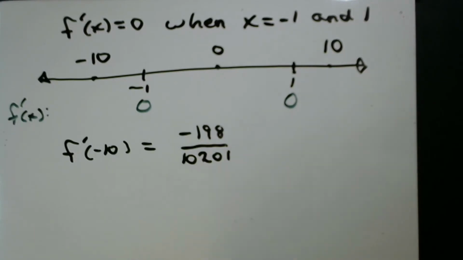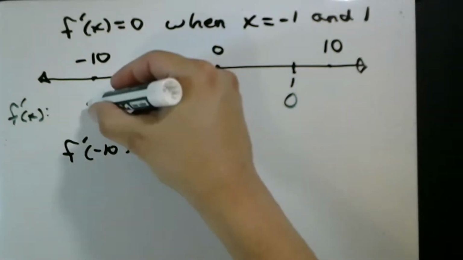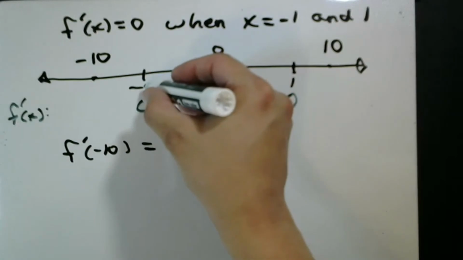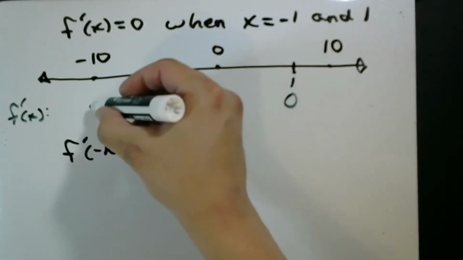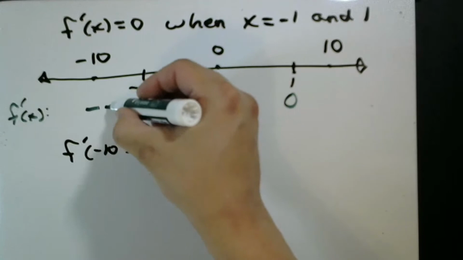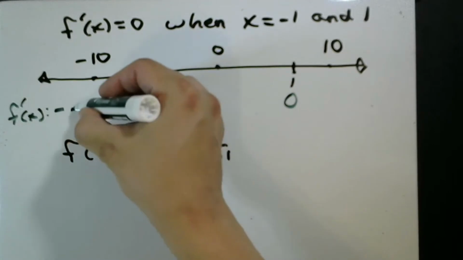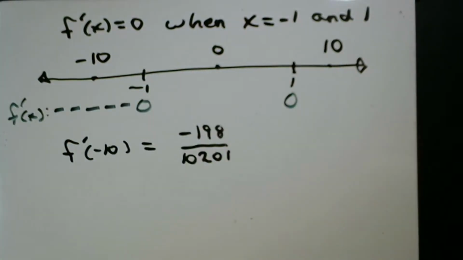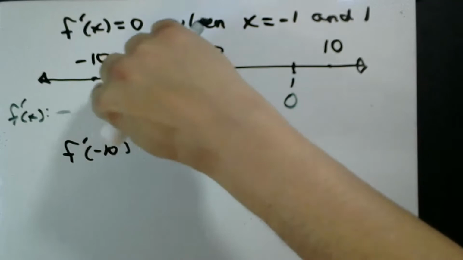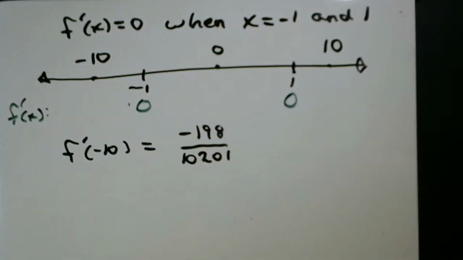All right. So this came out negative. So what that means, because f prime of x can only change sign at this 0, if it's negative here, it's going to be negative everywhere. Well, I'll save this for another graph.